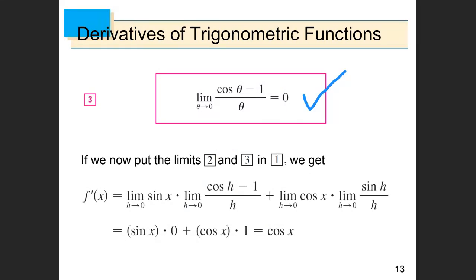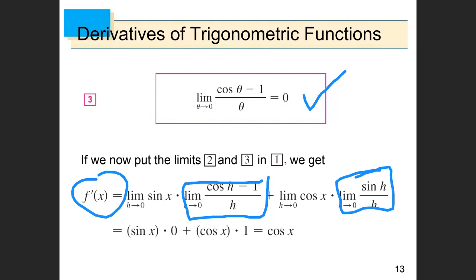Then if we go back to that derivative of sine x, notice that where you see this, you're just going to put 0, and where you see this, you're just going to put 1. 0 times this, all of this is going to fall off. You'll be left with cos x times 1, which is just cos x. Therefore, the derivative of sine is equal to cos. All right.